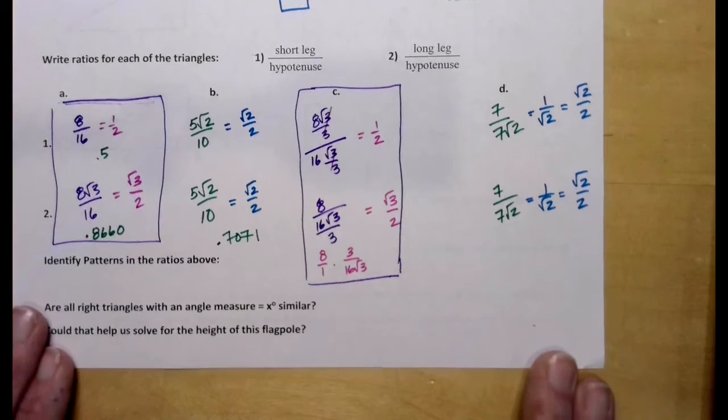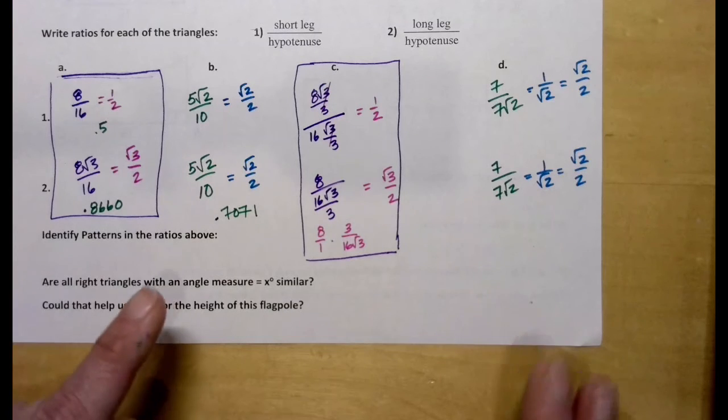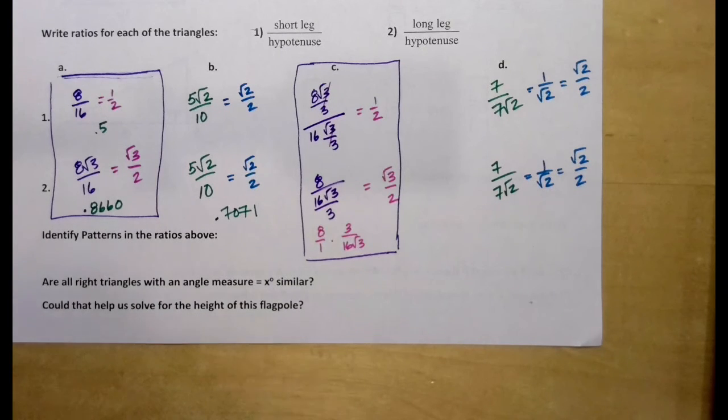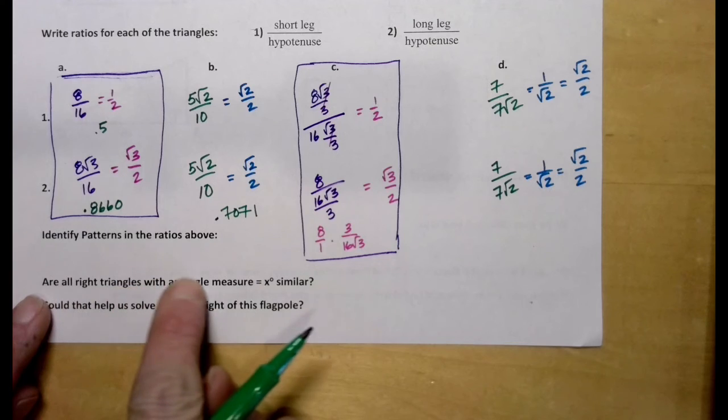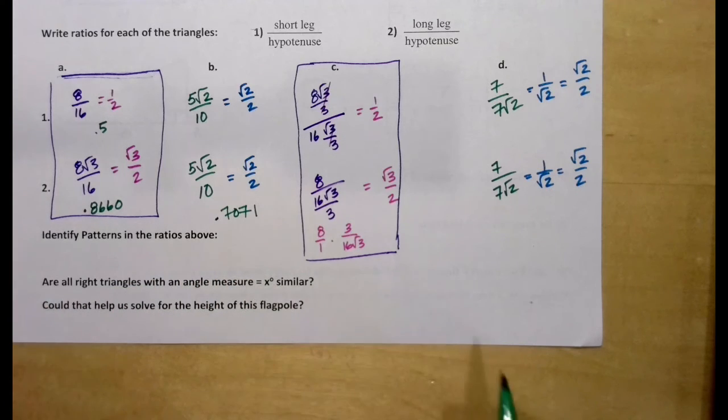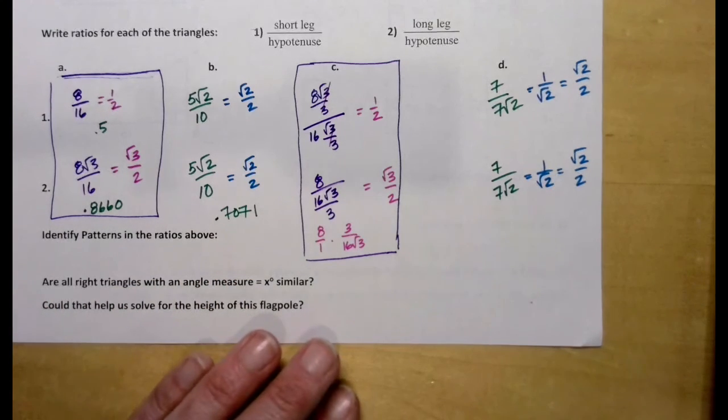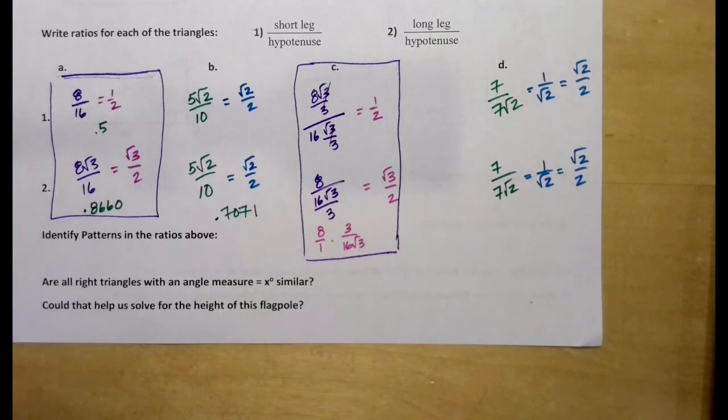So the interesting thing is, when I use decimals to represent the unit ratios, I can use them in my triangle solving. Here's a question for you. Are all right triangles with an angle measure of x degrees similar? So let's take a minute and draw what that might mean.